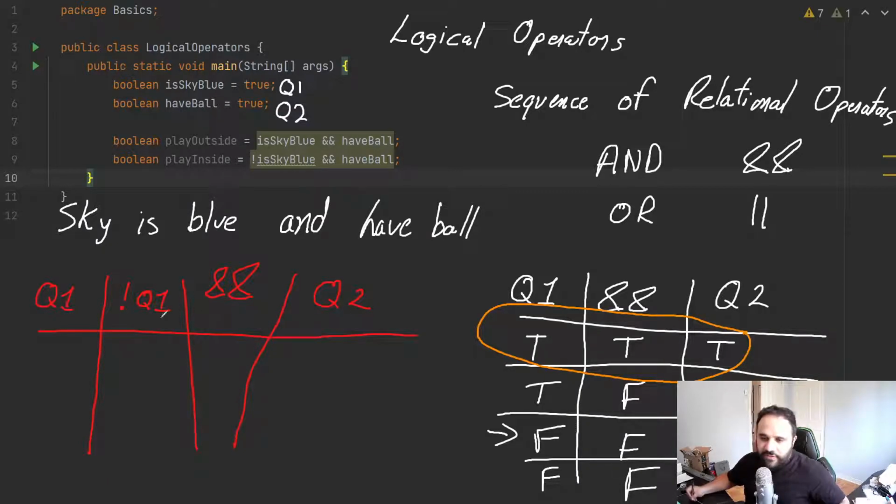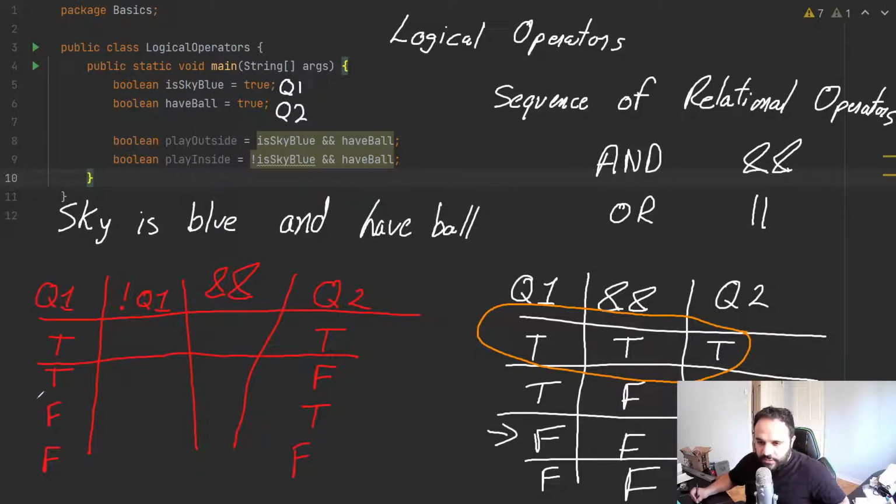So what would that mean? Sorry for my handwriting again. Let me make this a bit better. So let's redo all the possibilities. Question 1 is true, question 2 is also true. Question 1 is true, question 2 is false. Question 1 is false, question 2 is true. And lastly, question 1 is false and question 2 is false. So this is all the possible results, all the possible scenarios that could ever happen, right? The sky is going to be blue or it's not going to be blue. And with all the possibilities of having a ball or not having a ball, right?